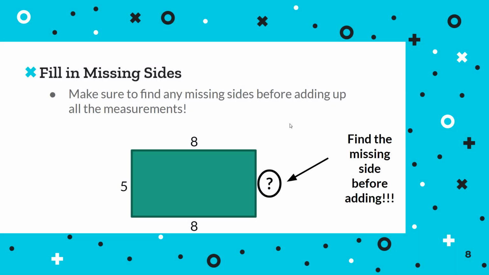And then finally, you will want to make sure that you have all the side measurements before you add up the perimeter. So if there are any missing sides, you're going to need to solve for that.